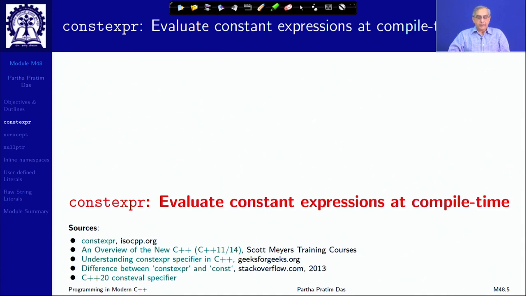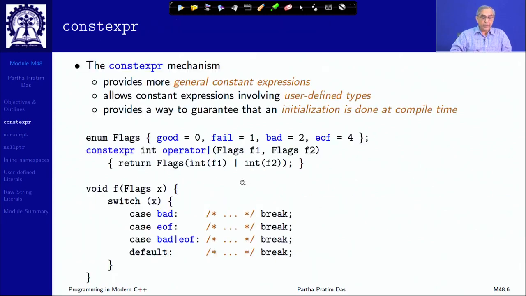Constexpr is a feature to evaluate constant expressions at compile time. So, let us see what it means. It gives us more than the general constant expressions, or const, that we have seen earlier. It will provide somewhat more, with some differences. It allows constant expressions involving user defined types and provides a way to guarantee that an initialization is done at compile time, given that you have the constants available at compile time.